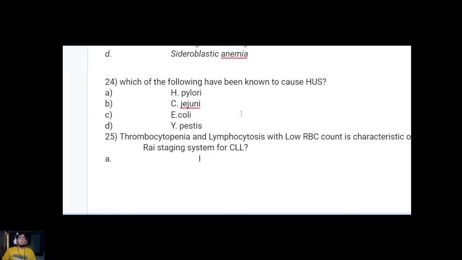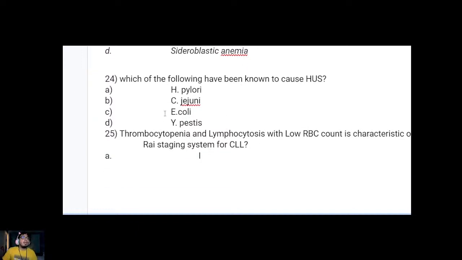Okay, so sideroblastic anemia ang cause. Which of the following have been known to cause hemolytic disease? No, not hemolytic disease. This is hemolytic uremic syndrome. Hemolytic uremic syndrome, E. coli lang siya. E. coli.